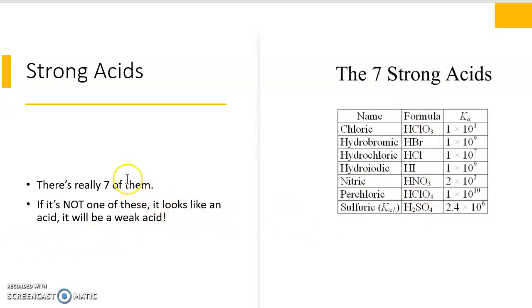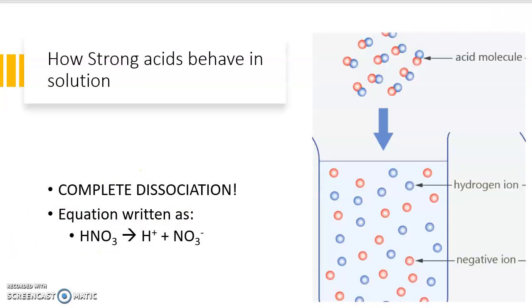That will come in handy when you start to write dissociation equations for them. Here's an example of a strong acid dissociation equation. One of the things you need to know is that it is always complete dissociation. That means every single acid molecule that gets dissolved will break apart into a hydrogen ion and the rest of the ion, the anion. It could be a single anion like chloride or fluoride, or it could be a polyatomic ion like nitrate.